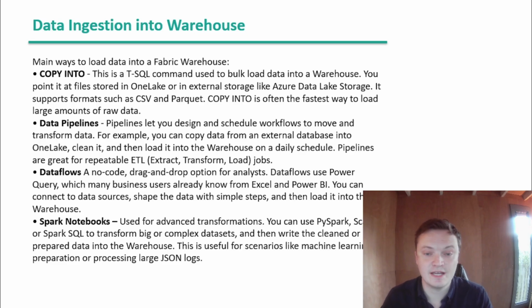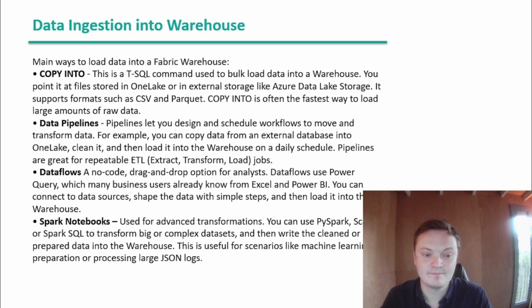Later in this course, I will do a separate video on each different data ingestion method. In Microsoft Fabric, there are 4 main ways to load data into a Fabric warehouse. First is COPY INTO. This is a SQL command that is used to bulk load data into a warehouse. You can point it at files stored in OneLake or in external storage such as Azure Data Lake Storage. It supports formats such as CSV and Parquet. COPY INTO is often the fastest way to load large amounts of raw data into a Fabric warehouse.